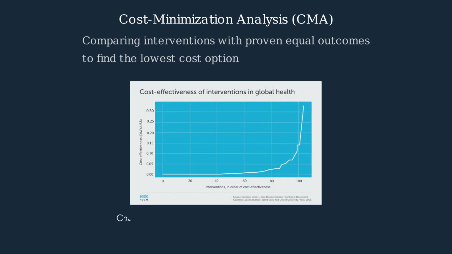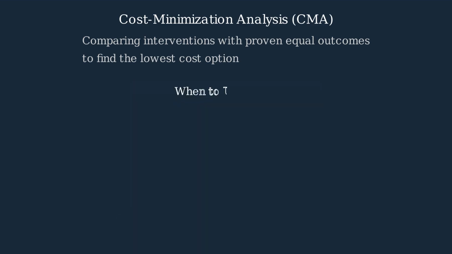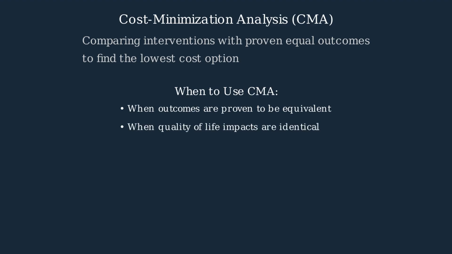This graph shows the cost effectiveness of various interventions in global health. For interventions with equal outcomes, CMA helps identify the most affordable options. CMA should be used when outcomes are proven to be equivalent, when quality of life impacts are identical, and when cost is the only differentiating factor between interventions.